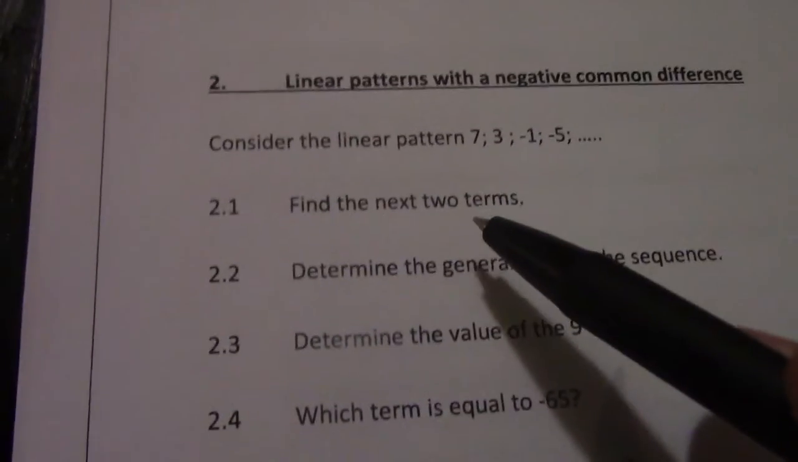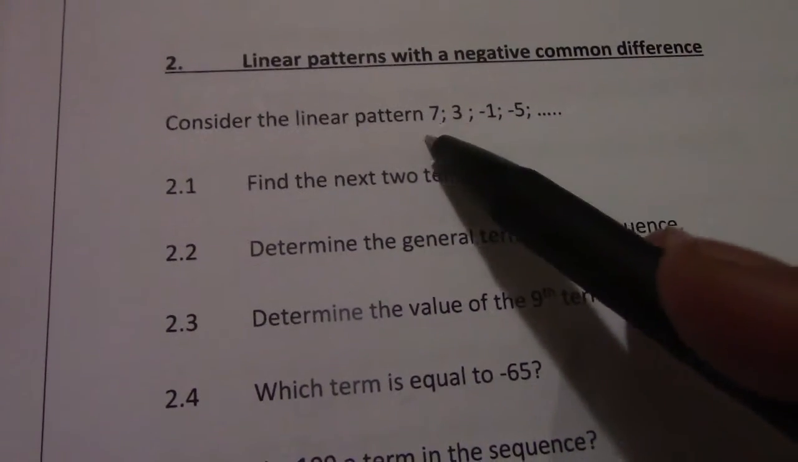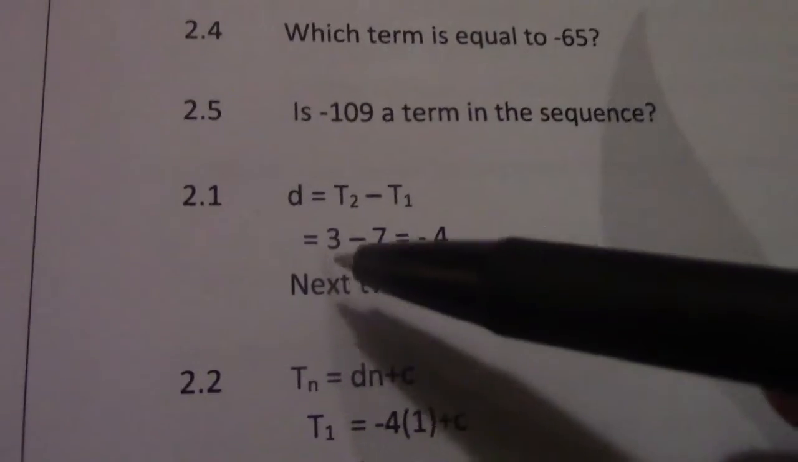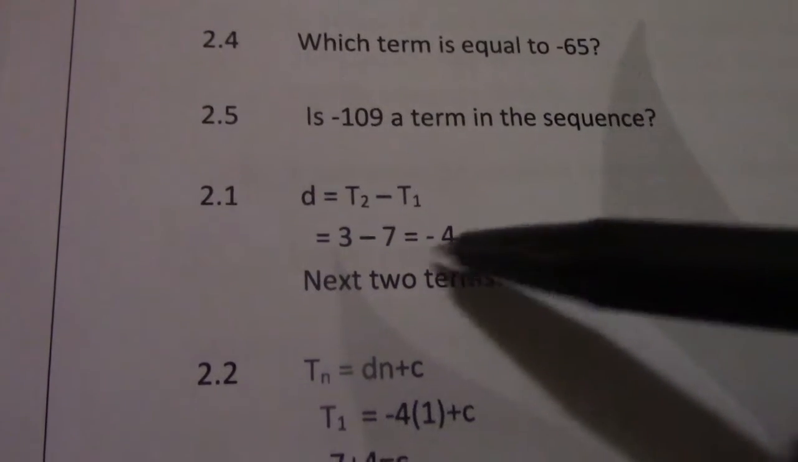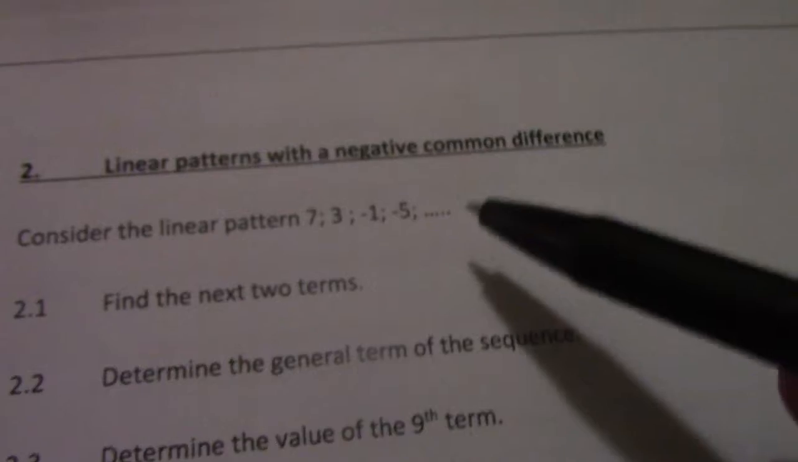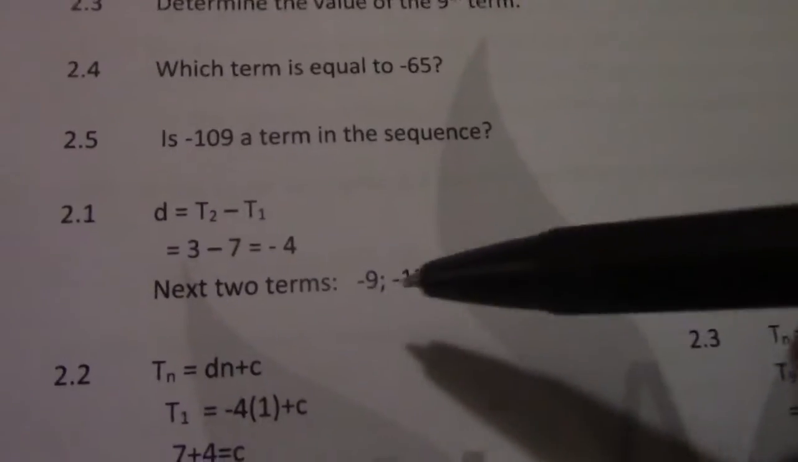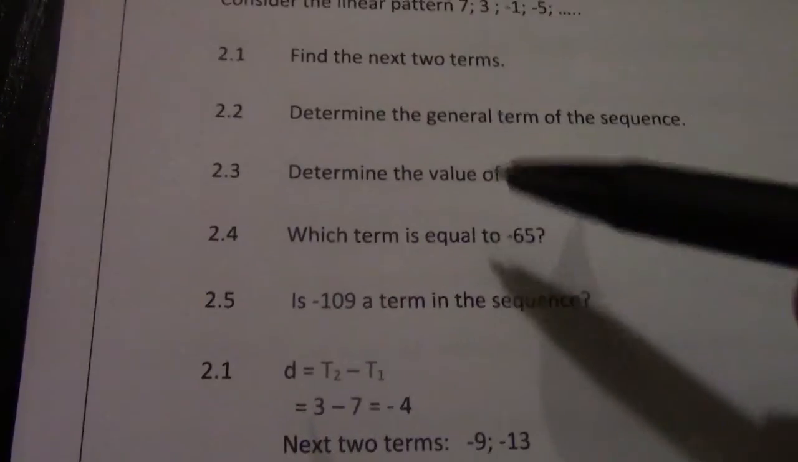Again, to determine the next two terms, we first need to find the common difference. We say term 2 minus term 1, which is 3 minus 7, equal to minus 4. So for my next two terms, I just continue subtracting 4. Minus 5 minus 4 gives me minus 9, and minus 9 minus 4 gives me minus 13.